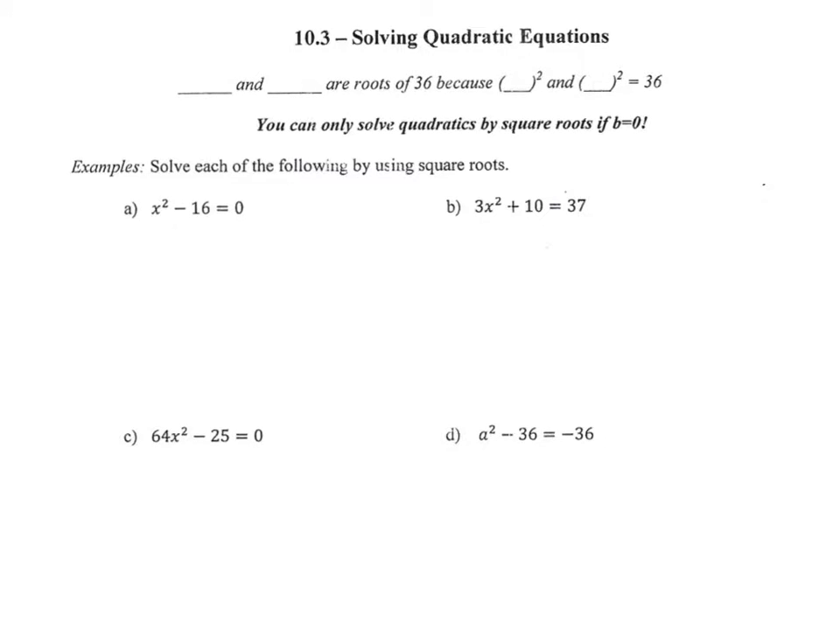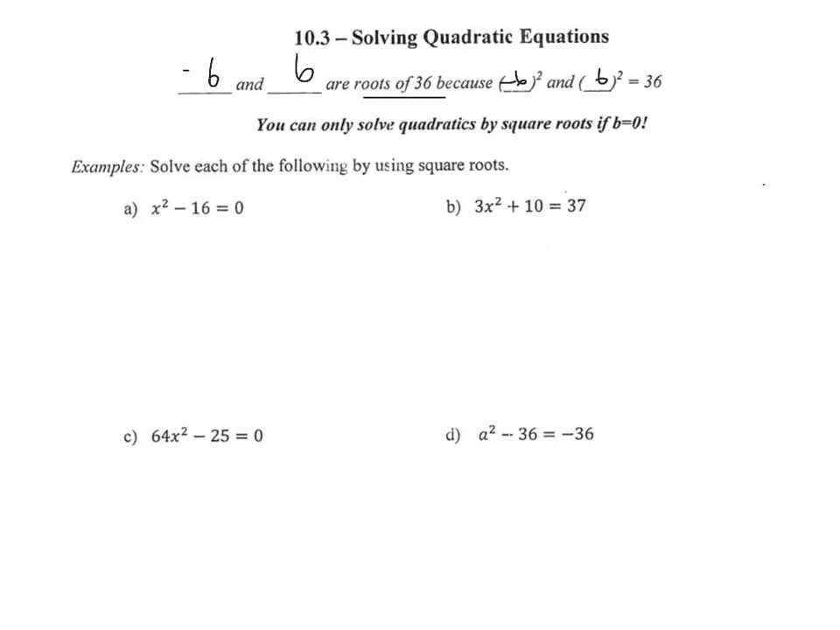To solve a quadratic is to find out where the x-intercepts are. So one way that you can solve a quadratic, if there's no b term, so remember there's no term in front of x, is by using the square root method. So -6 and 6 are roots of 36 because -6 squared and 6 squared are equal to 36.